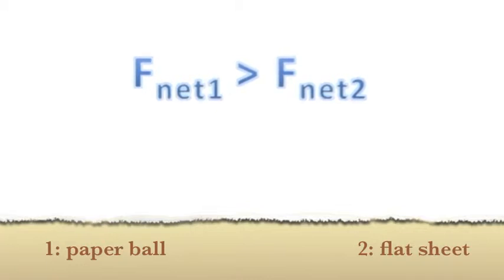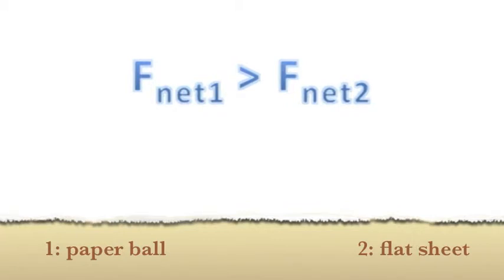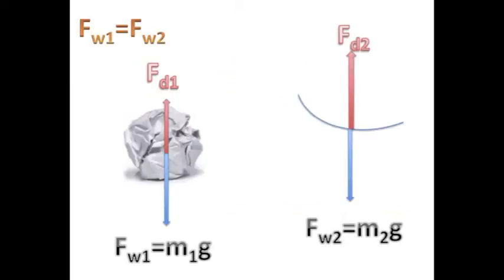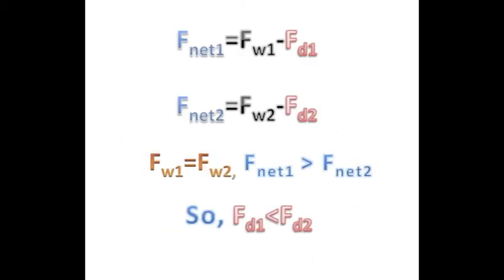To make things easier, from now on I will say everything in letters and numbers, and 1 means paper ball, 2 means flat sheet. We know that F weight 1 is equal to F weight 2, and drag is vertically upward, opposing the downward movement of mass 1 and mass 2. Since the net force is equal to F weight minus F drag, and F weight 1 is equal to F weight 2, the only way to come up with a big net force is to have a small drag. So F drag 1 must be smaller than F drag 2.